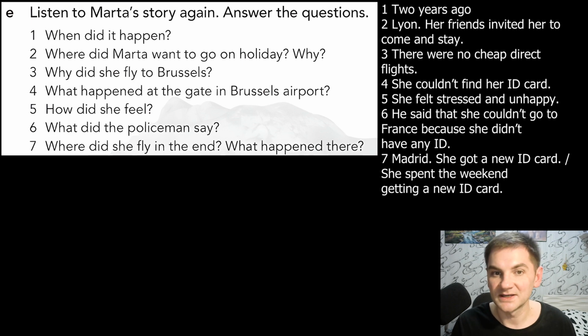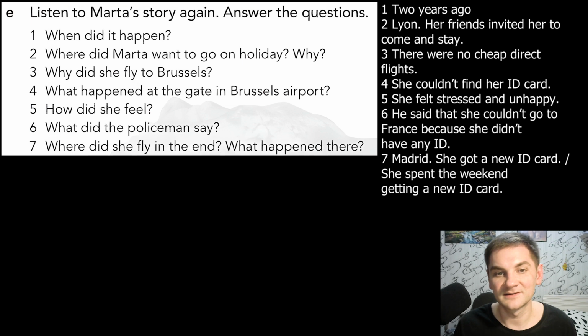What happened at the gate in Brussels airport? She couldn't find her ID card. Yeah, that's the problematic stuff. How did she feel? Of course, she felt really stressed and unhappy. What did the policeman say? He said that she couldn't go to France because she didn't have any ID.